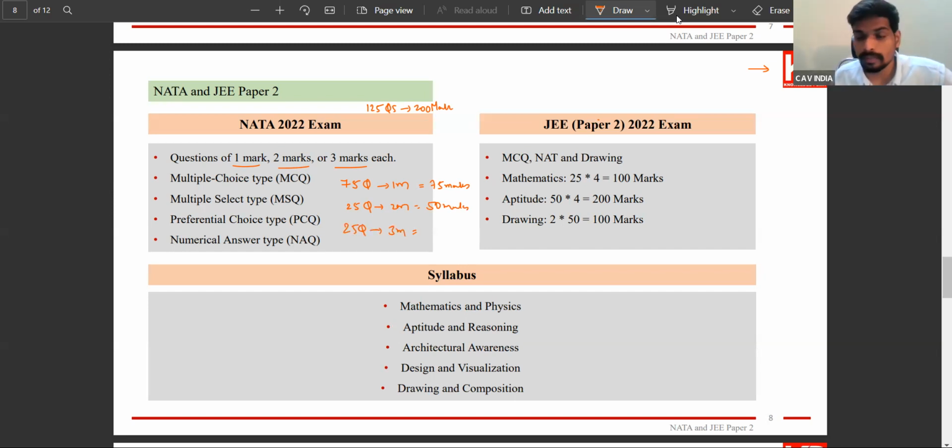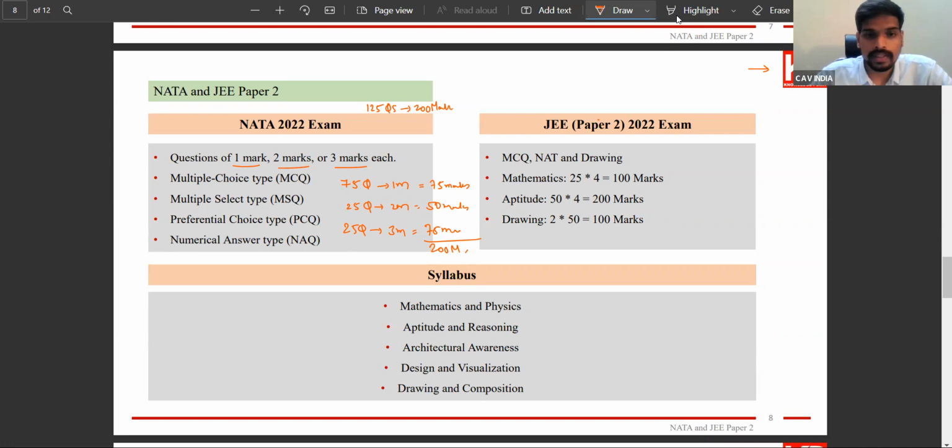This is the distribution of the questions as per the official notification on the NATA website of last year, obviously. In most cases, we do not expect a sudden change in the pattern, because the pattern was changed last year itself. However, the actual brochure of this year's NATA 2022 is yet to be out. But following the previous pattern, this is the 75, 25, 25 distribution. So 25 into 3 is also 75 marks. The total weightage would be 200 marks, as I already told you. That's the distribution of the marks.